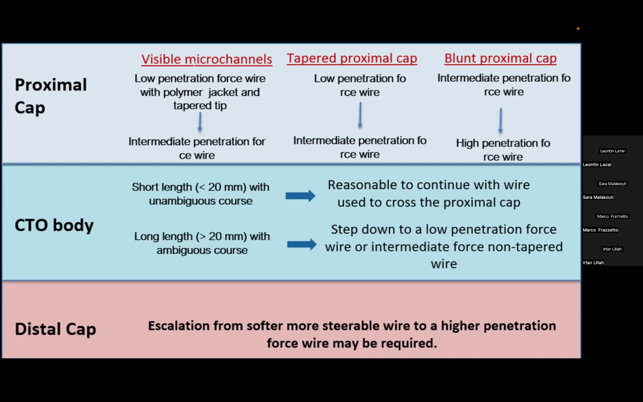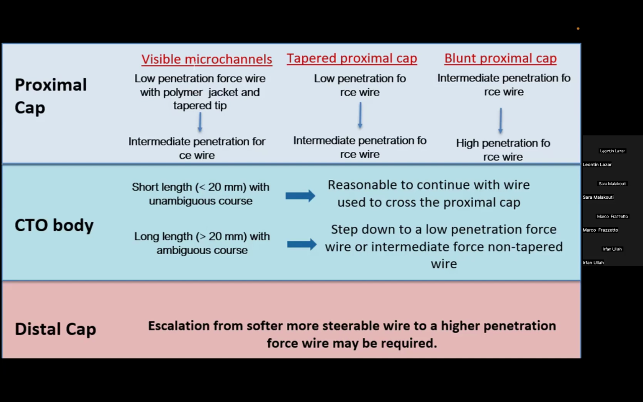After we penetrate the proximal cap, if we have a short length lesion, less than 2 centimeters, it's reasonable to go on with the same wire that we used for the proximal cap. But in cases where we have longer lesions, we have to step down to a low penetration force wire. Then when we get to the distal cap, we can also escalate to a higher penetration force wire if required.